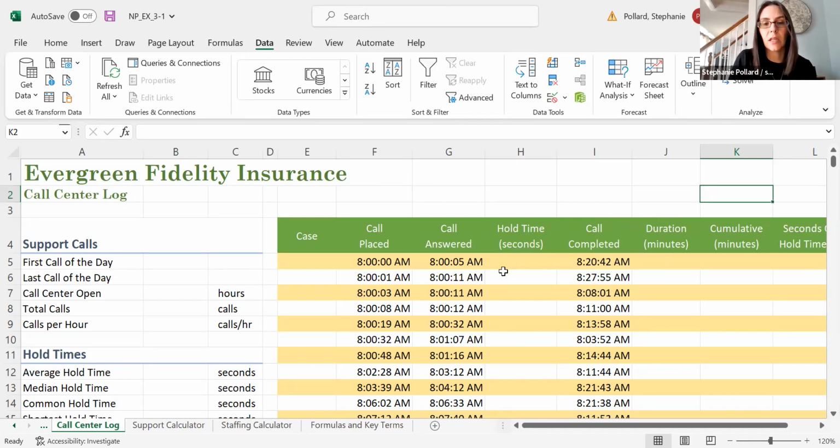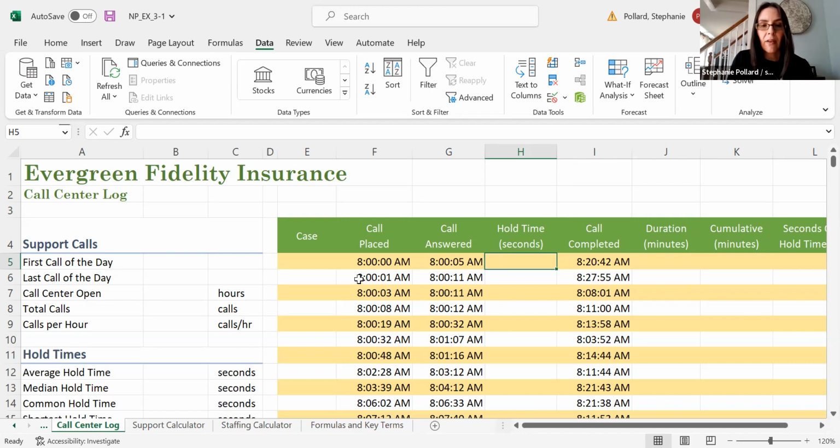So what I'm going to do here is start, and we kind of start pretty normally, I think, where you're looking and say, okay, well, a phone call came in at exactly 8 a.m. and it was answered at 8 o'clock and 5 seconds, so 5 seconds later. Or here, this phone call came in at 1 second past 8 o'clock, and it was answered at 11 seconds past 8 o'clock.